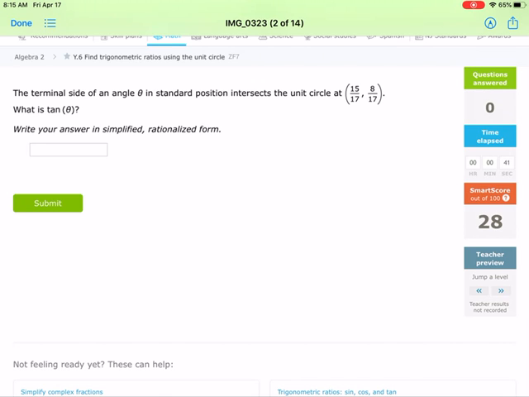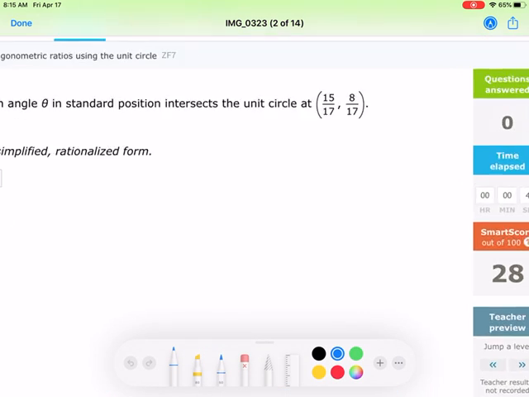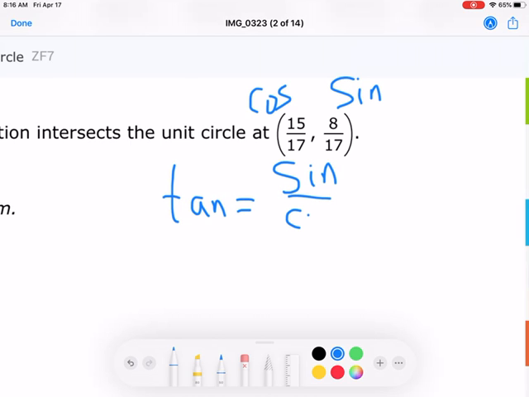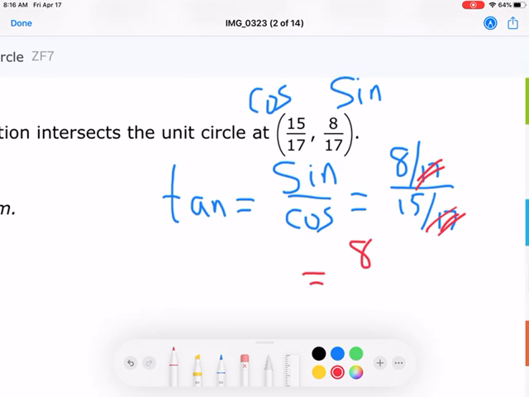Okay. Terminal side of an angle on the unit circle. What is the tangent? Again, every single coordinate is in the format of cosine and sine of the angle. The tangent is equal to the sine divided by cosine. So I'm just going to take those two points and divide them. 8/17 divided by 15/17. So many fractions. But the nice thing is they each have the same denominator, so the 17s just go away. So your final answer is 8/15.